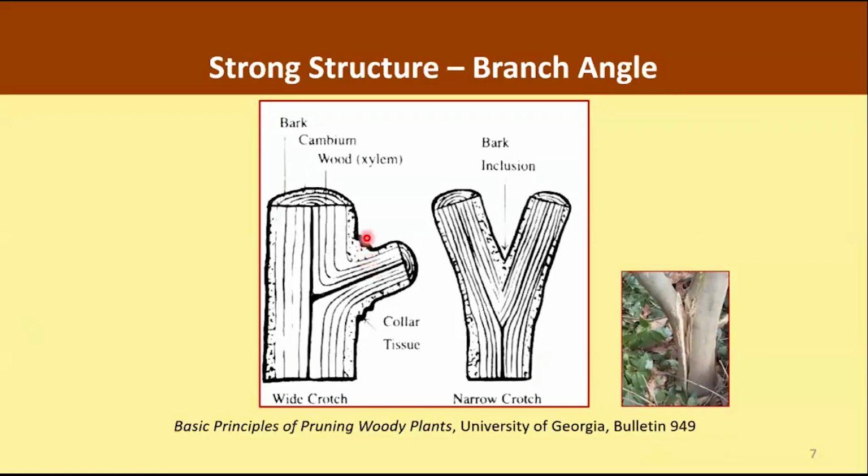Branch angle is the second thing we check. Between 45 and 60 degrees makes a strong connection. In a narrow crotch where the bark becomes compressed or included in the joint, it makes a weak connection.